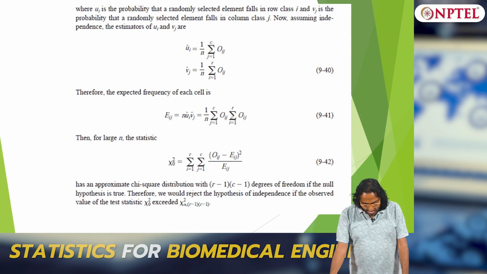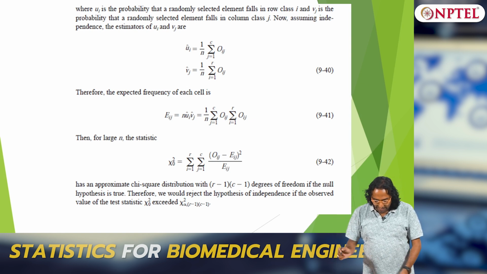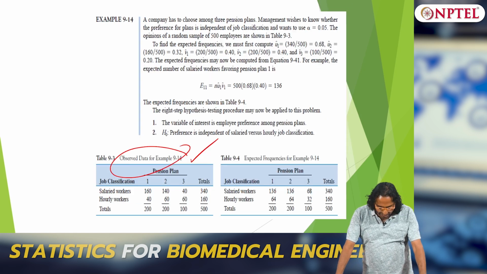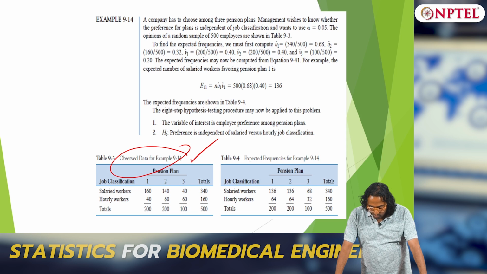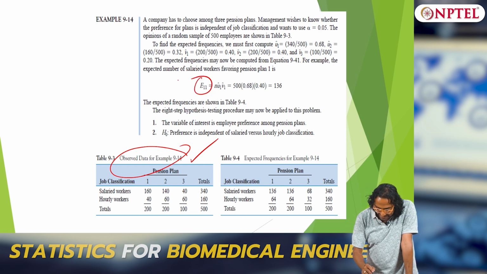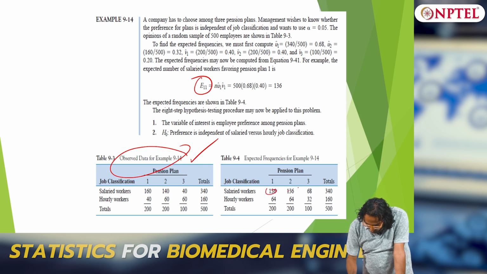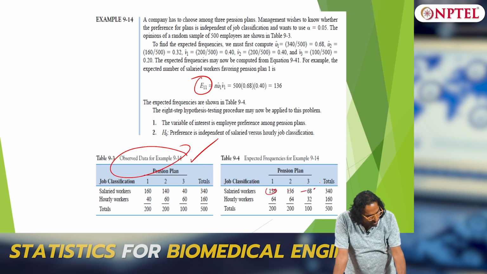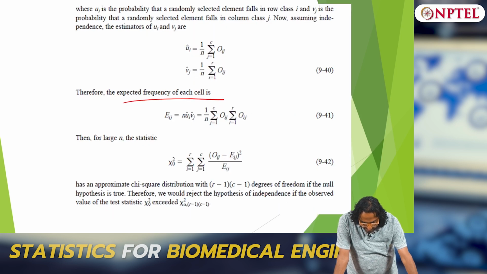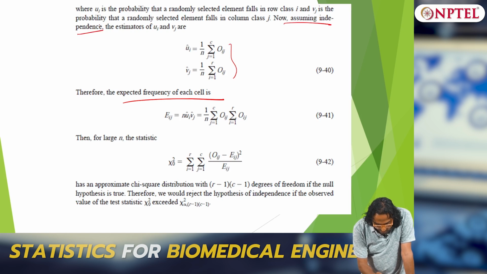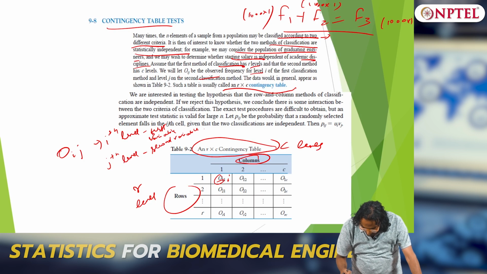So now we want to know the expected values if they are independent. These are my observed values. What is the expected value in each cell? How do I go about it? To find the expected values, we assume our null hypothesis, that all are independent. So now, assuming independence, the estimator, let us define some variables.